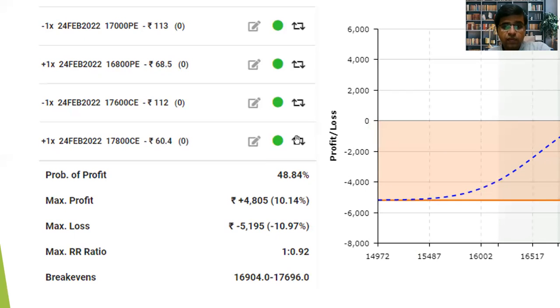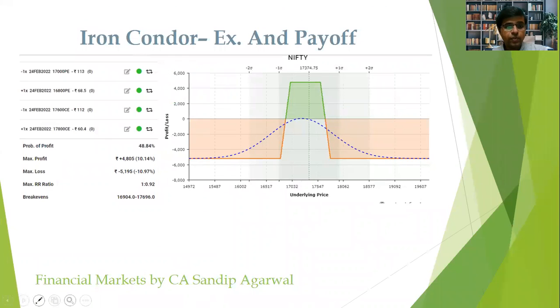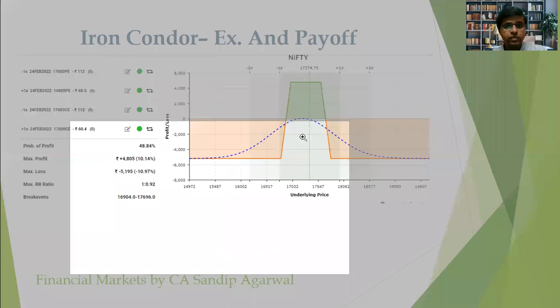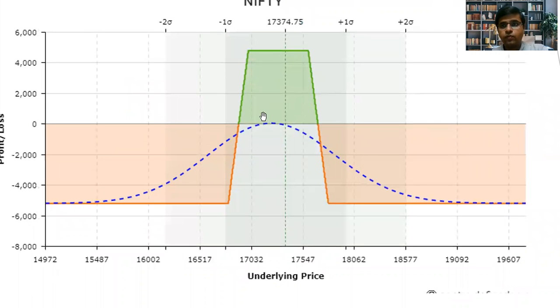And we can also see the break-even levels as well. The person makes the profit in case the Nifty stays in a range of 16,904 to 17,696 during the Feb expiry contract. You can also see the payoff graph as well, where we will see that the loss and the profit is always capped irrespective of the Nifty ending at whatever level during the Feb contract. You can see even if the Nifty goes down to 15,000 or goes up to 19,600, the loss is always capped to around 5,000 rupees, and this is the profitable range.